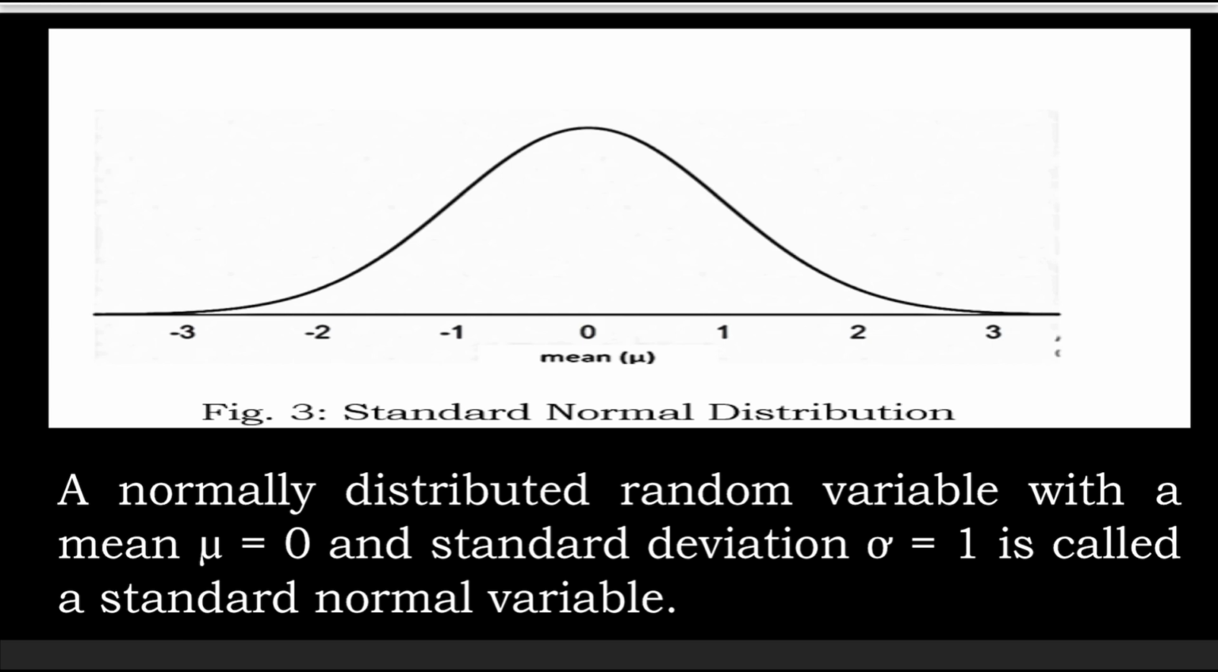Now, a normally distributed random variable with a mean mu equal to 0 and standard deviation sigma equal to 1 is called a standard normal variable, as shown in this figure. The standard normal distribution has a mean equal to 0 and a standard deviation of 1.